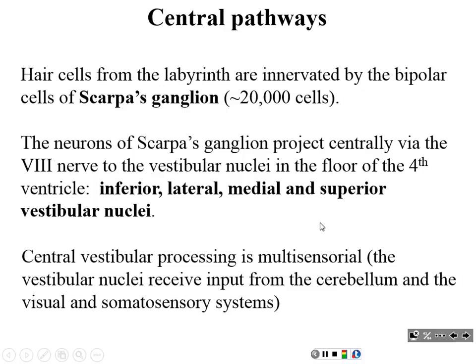Here, hair cells from the labyrinth are innervated by bipolar cells of the Scarpa ganglion. I mentioned the Scarpa ganglion before. And the neurons of the Scarpa ganglion project centrally via the 8th nerve to the vestibular nuclei on the floor of the fourth ventricle. And they innervate the inferior, lateral, medial, and superior vestibular nuclei. And again, I'm reinforcing this, central vestibular processing is multisensorial. The vestibular nuclei receive input from the cerebellum and the visual and somatosensory systems. Okay?